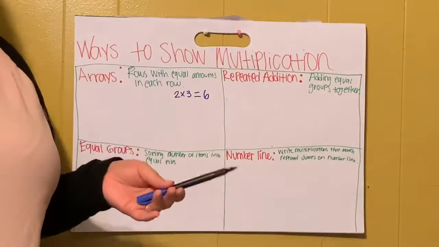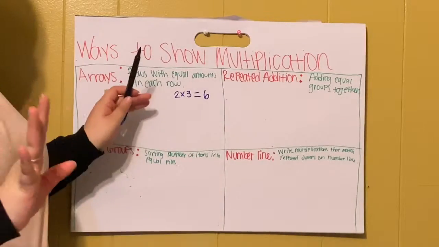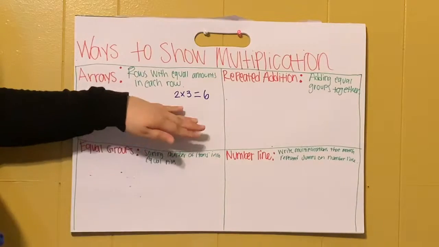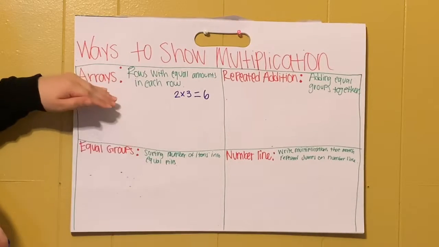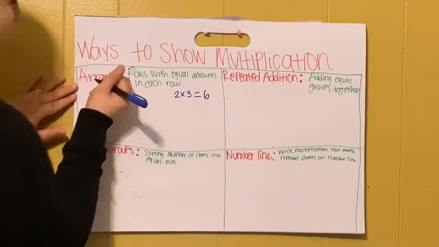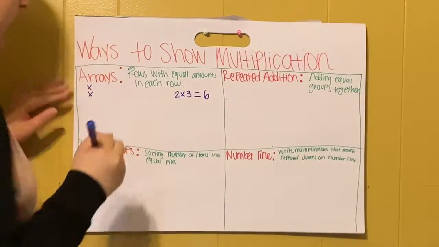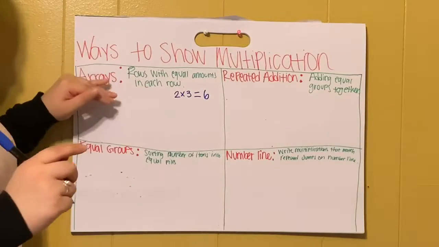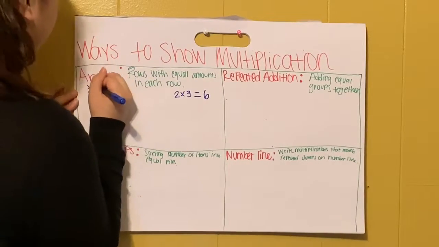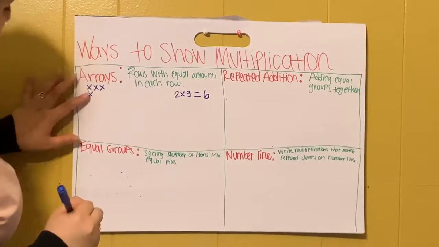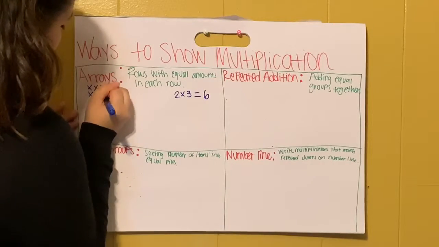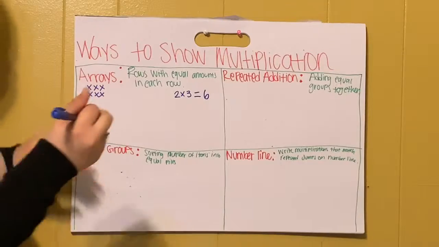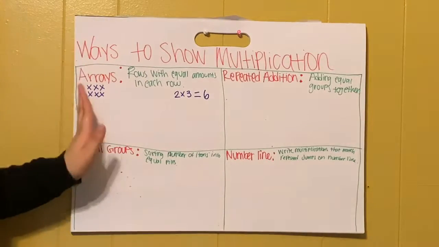So, there are 2 different ways you can use arrays to show your work. Let's go ahead and say we have 2 groups. So, we'll have 2 groups going down with 3 across. 3 would be in each group. So 1, 2, 3. 1, 2, 3. Now if we add these up, what do we get? 6. Good job. Now that's one way.